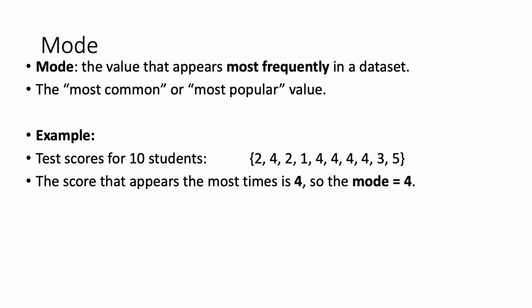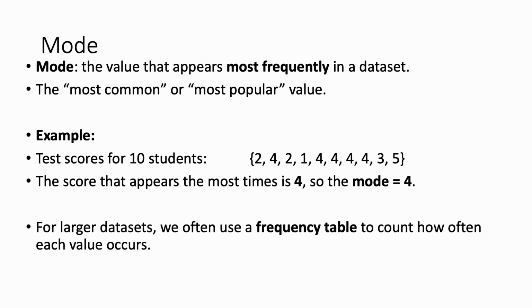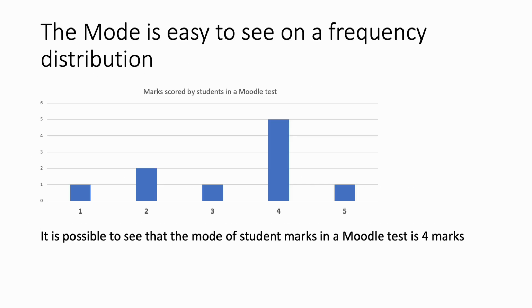When the dataset gets bigger, we use a frequency table to count how often each value shows up. What's nice is that the same frequency table later helps us calculate the mean values that we shall discuss in subsequent videos and understand the overall shape of the data as well. So if you've seen previous videos on frequency distribution, you would remember this plot. Mode is easy to see in such a distribution.